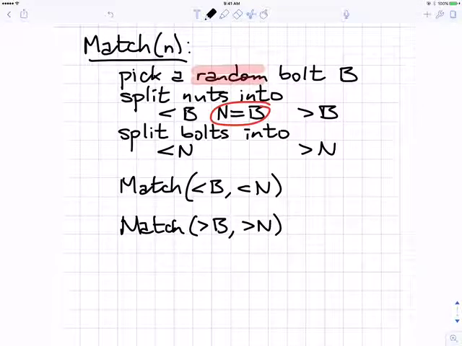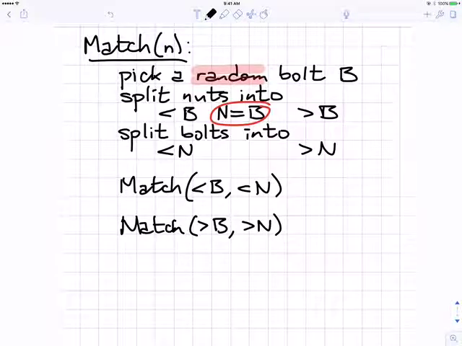Now, one thing to verify is that, in fact, every bolt in this set less than n has a matching nut in this set less than b. Right? Think about this. This just follows from the axiom that for every bolt there's a matching one, and the way the comparisons work. So this is, in fact, a recursive call to a set of nuts and a set of bolts that have the same number of each kind of object, and there is a match between them. So I can properly hand this off to the recursion fairy. Similarly for the bigger size.